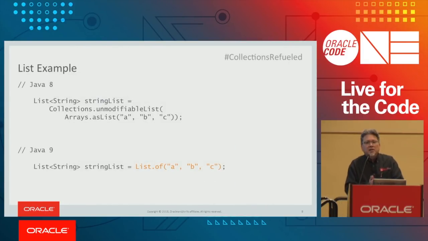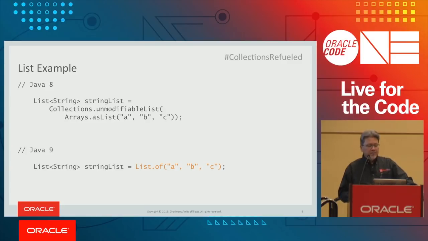So let's start off with an example of creating an unmodifiable list. In Java 8 and earlier, I'll read it from the inside out, actually. So we want to have a list with A, B, and C in it. The easiest way to do that is to use Arrays.asList, and then wrap that in Collections.unmodifiableList, which puts a wrapper around it to prevent it from being modified. And then we assign that to a new variable.